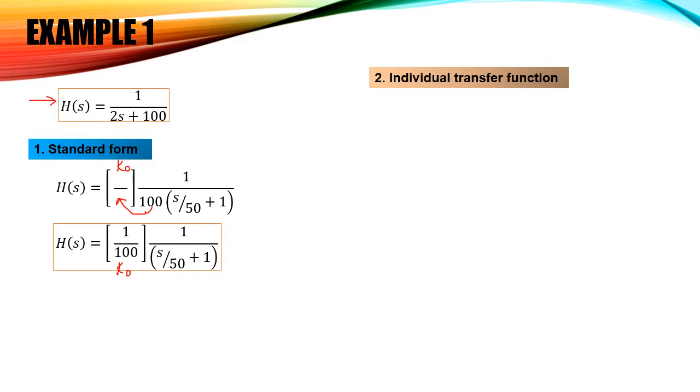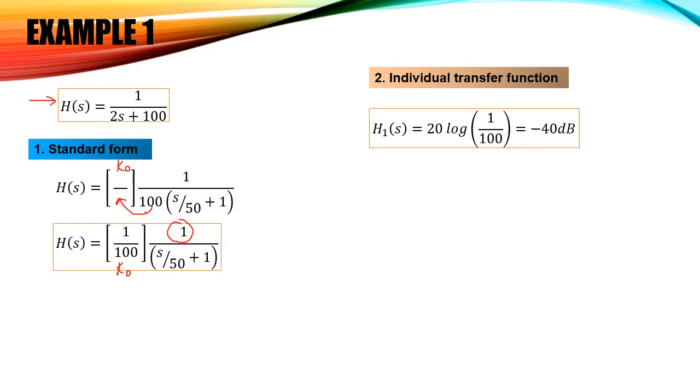Next, you need to write down the individual transfer function. First, we have the constant: 20 log 10 of the constant 1 over 100 equals minus 40 dB. Next, we look at the numerator. We don't have any s outside the bracket or inside the bracket, so no zeros. Followed by the denominator, there's no s outside the bracket, so no poles at origin, so you only have a single s inside the bracket, so you have poles at 50.